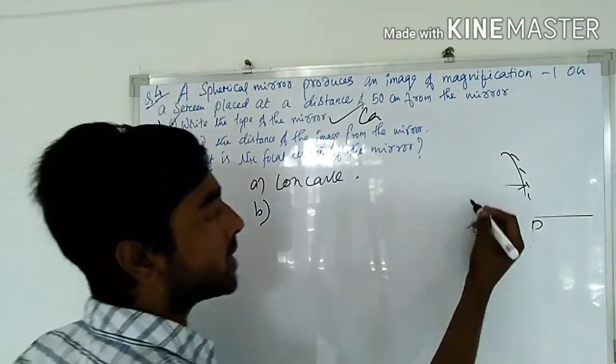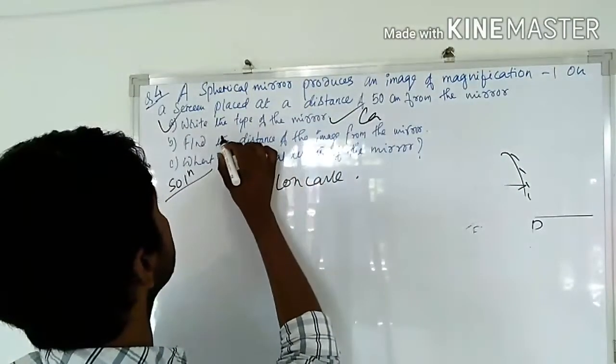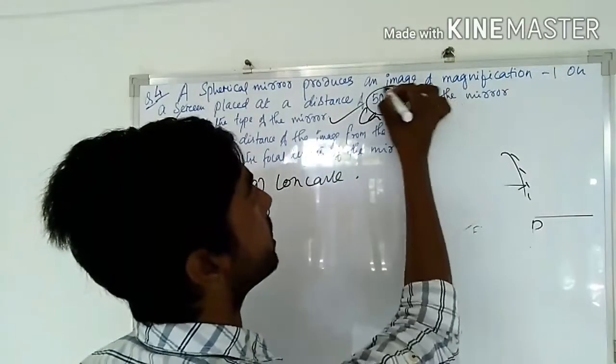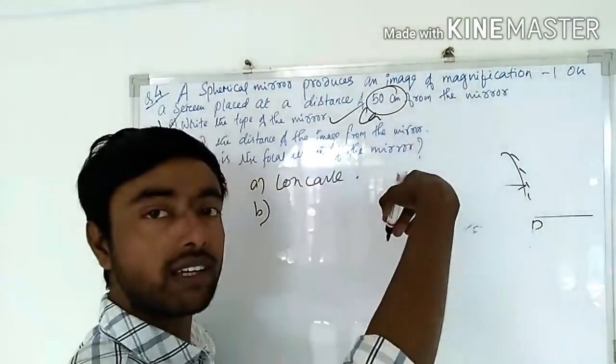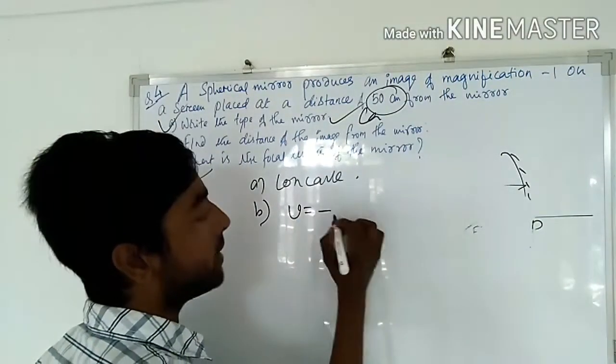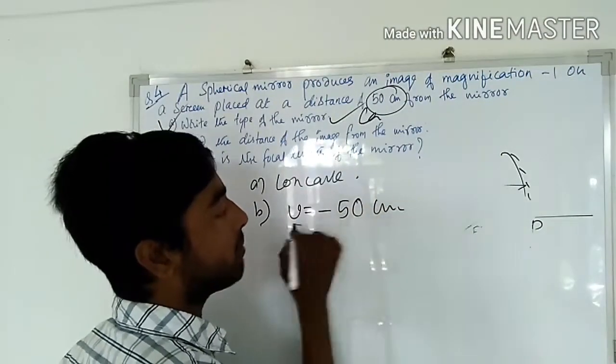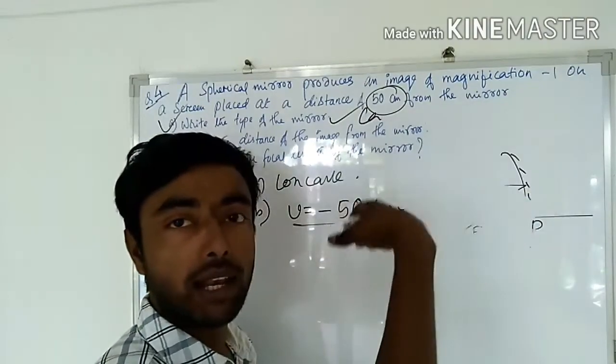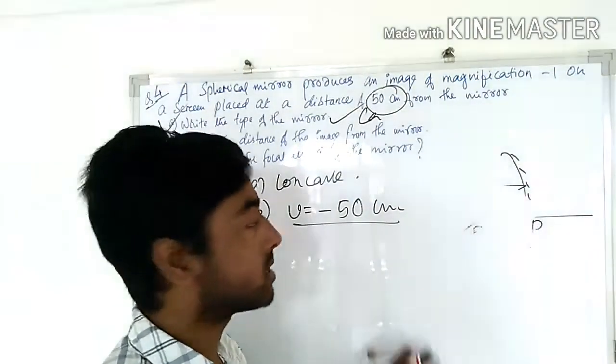Yeah, screen is placed where? It is given. Screen is placed at a distance of 50 centimeter, and on the screen only you will get the image. That's why image distance will be what? Image distance will be minus 50 centimeter. Why minus? Because it is towards the left. Clear? Image distance is minus.